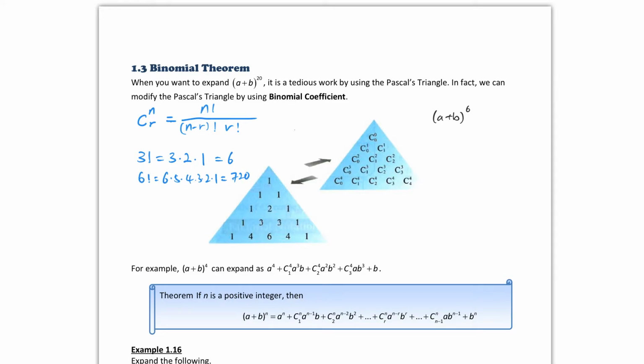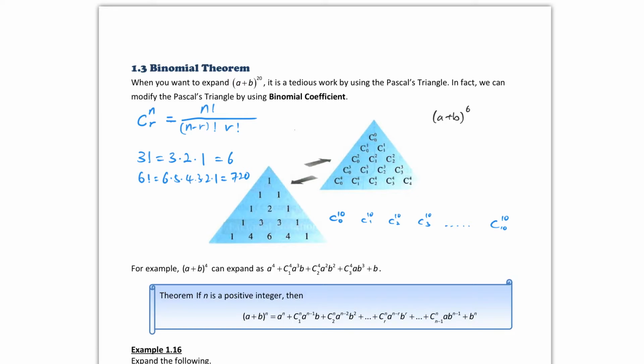720. That means if you want to find the 10th row of the Pascal triangle, next time you can use your calculator to find 10 choose 0, 10 choose 1, 10 choose 2, 10 choose 3, up to 10 choose 10. The last term is 10 choose 10. Using your calculator, you can find the first term is 1, the same value as the Pascal triangle, and this is 10, and this is 45, and so on.